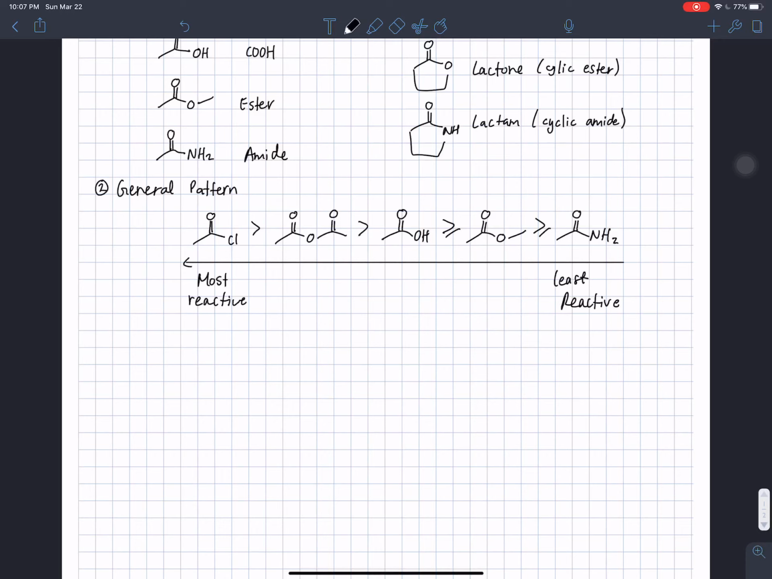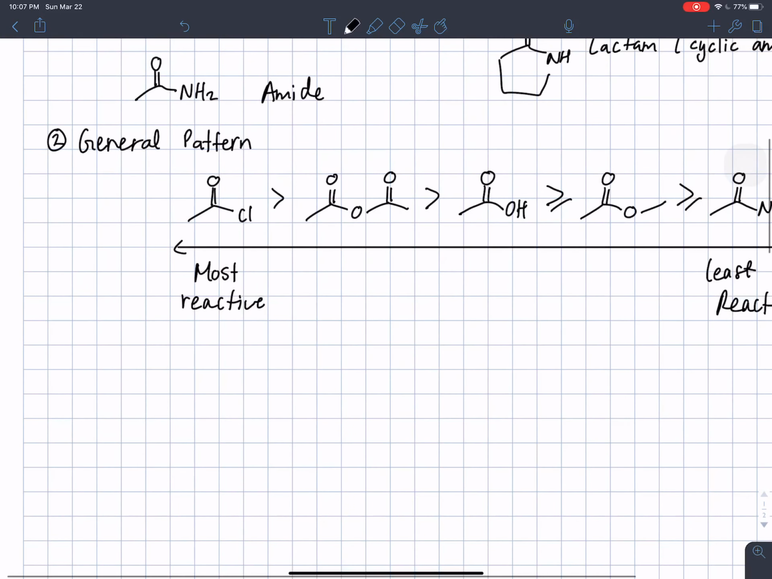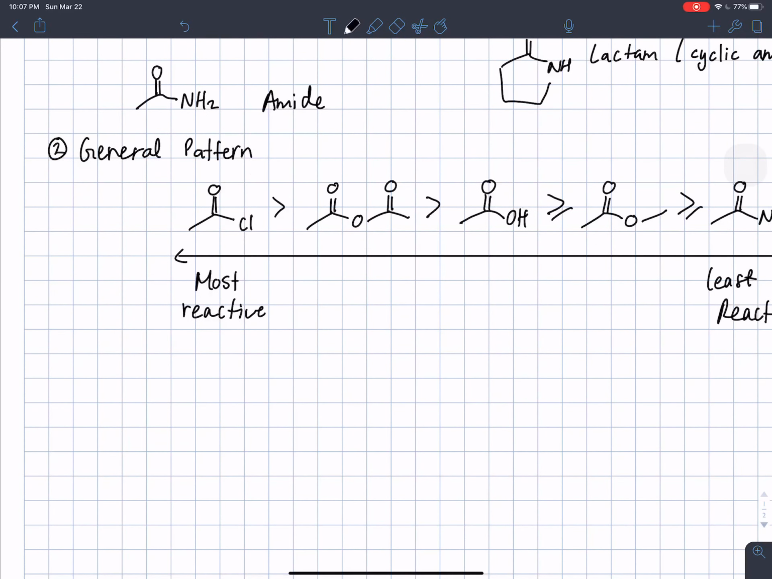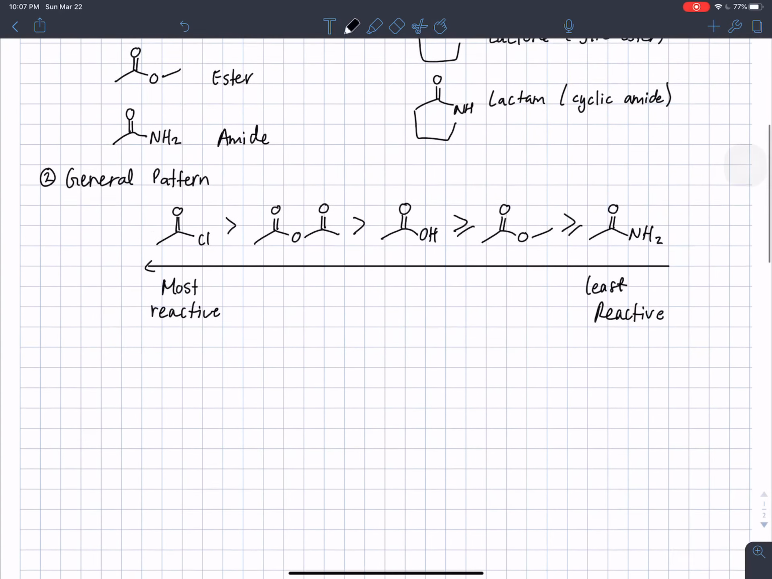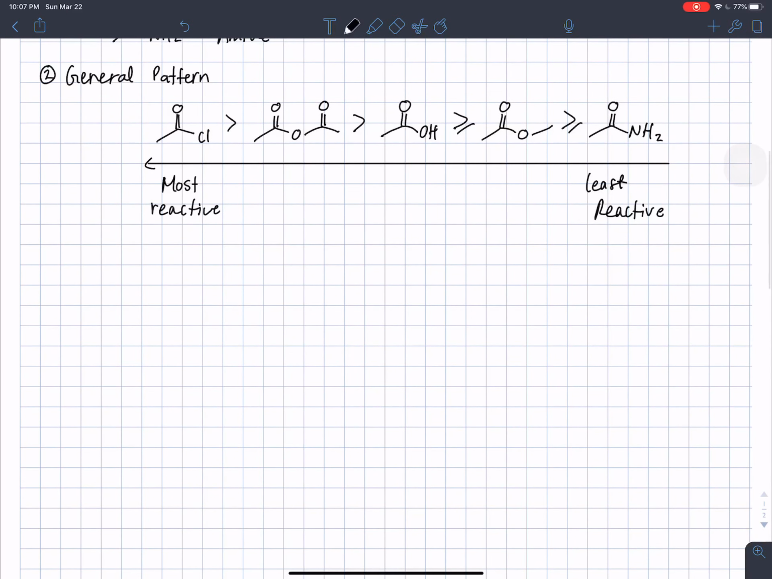So again, if this thing is most reactive, it's because it wants to turn into something else. It wants to break apart. So going with that same structure, let's look at the base versions of what you get if they leave. You have a carboxylate, which looks like this. If this one leaves, you get an OH minus. If this one leaves, you get an OR minus. If that one leaves, you get an NH2 minus.